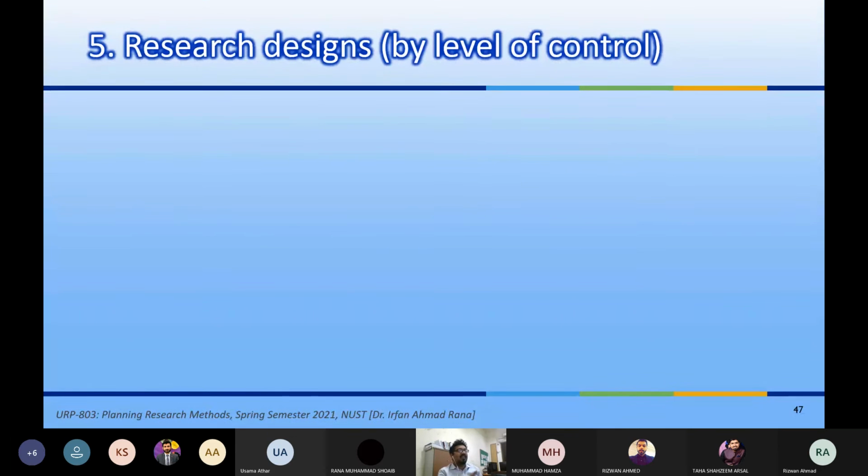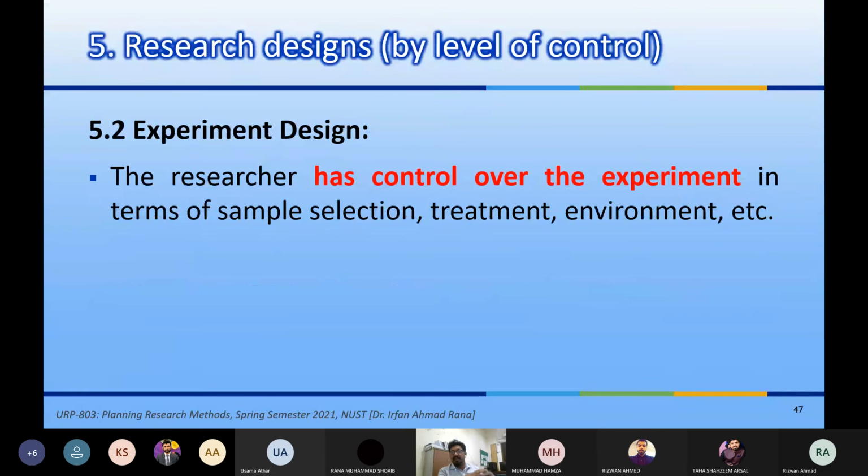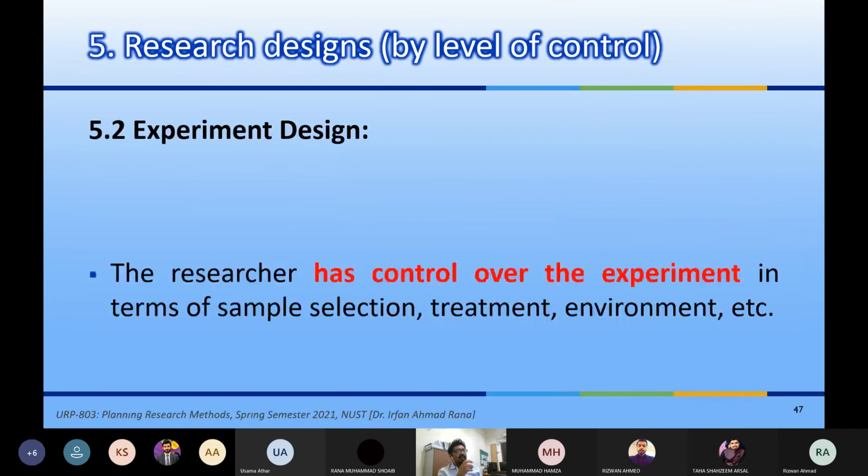And what is it in which we have a control? This is the experiment design in which we have a certain environment. For example, laboratory. We have certain chemicals. We have some certain temperature. We can maintain it. So we are controlling the experiment. So that is experiment design. So two types: this quasi-experiment design and the experiment design.